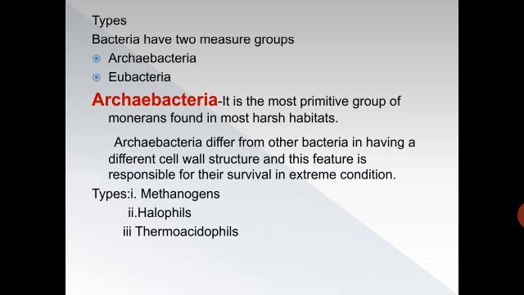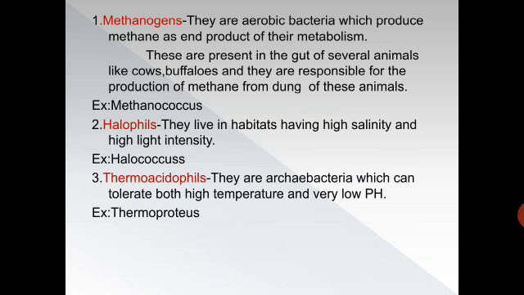There are 3 types of Archaebacteria: methanogens, halophils, and thermoacidophils. Coming to the first one, methanogens, they are anaerobic bacteria which produce methane as end product of their metabolism. They live in swamps, sediments, anaerobic sewage digesters, and other similar places where organic matter is undergoing anaerobic decomposition. These are present in the gut of several animals like cows and buffaloes, and they are responsible for the production of methane from dung of these animals.